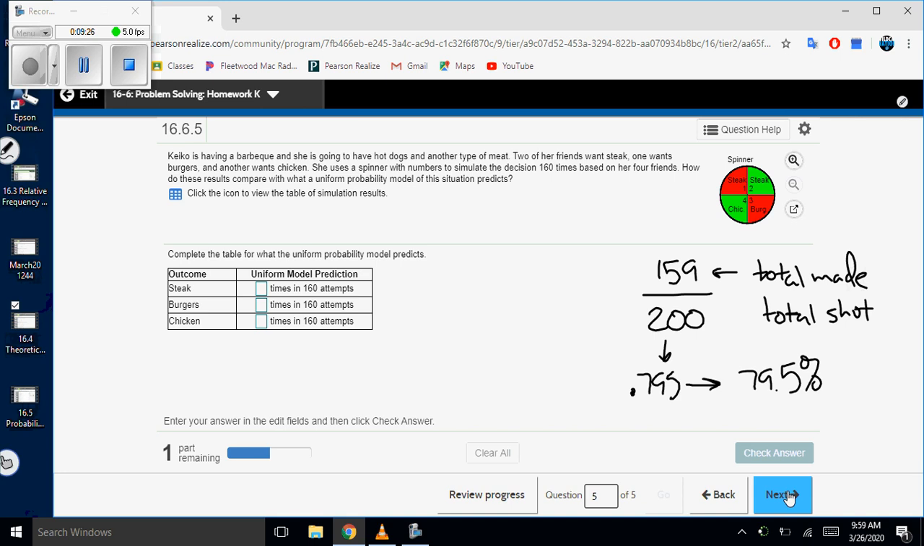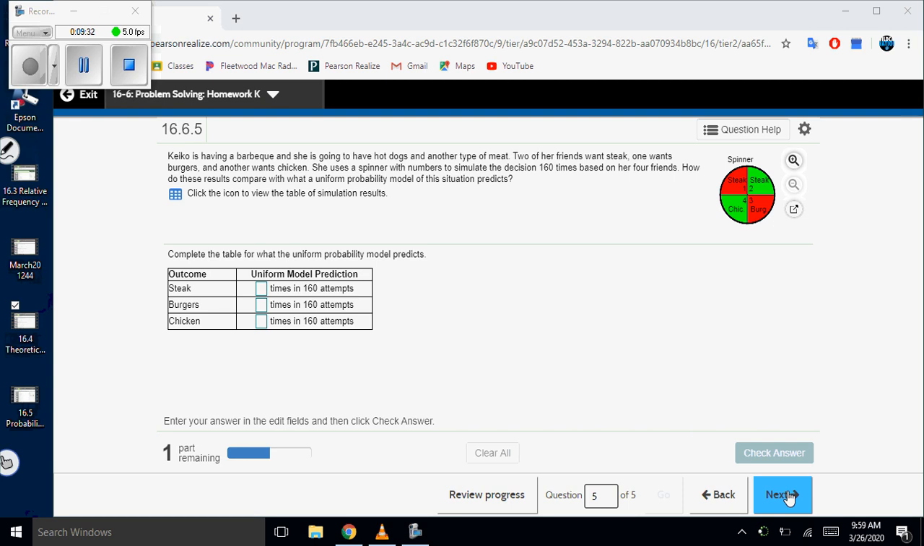And moving on to our last problem here, problem number 5. Let's talk about food, one of our favorite topics. We have a barbecue going on. We have a spinner, and you can see on the spinner we have 2 sections of steak, which are going to account for 50% of the spinner. You have 25% chicken and 25% burgers.